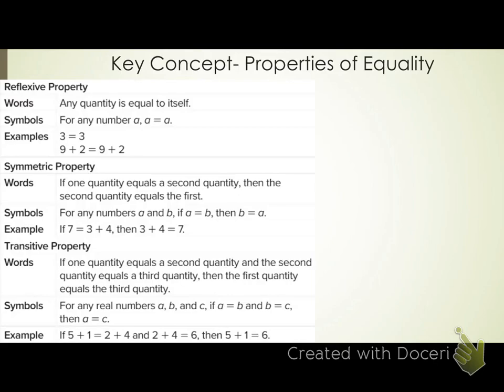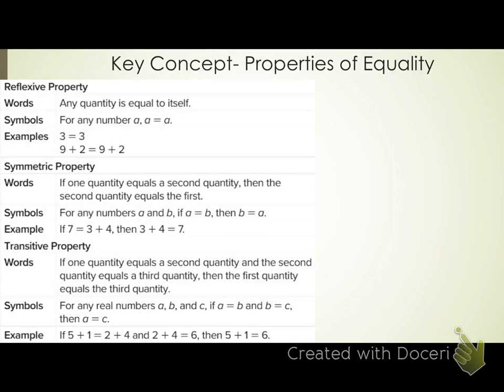Next, we have the symmetric property. If one quantity equals a second quantity, then the second quantity equals the first. So for any numbers A and B, if A equals B, then I know that B equals A as well. So if I have 7 equals 3 plus 4, then essentially I can reverse that. Then I know 3 plus 4 equals 7. Essentially, we can write it forwards or backwards. Any questions on my symmetric property there?